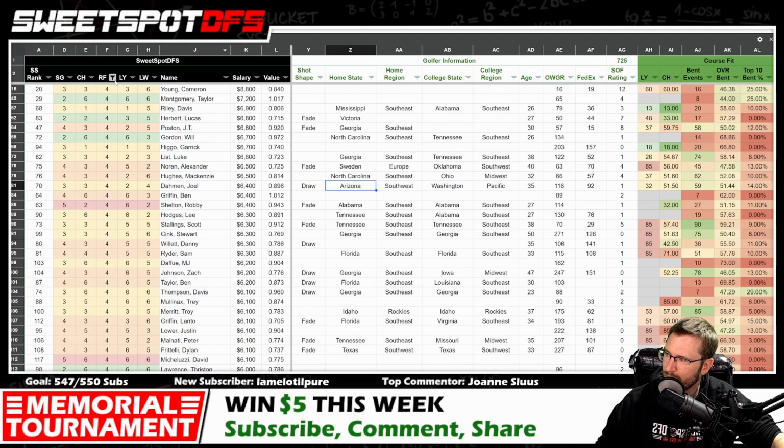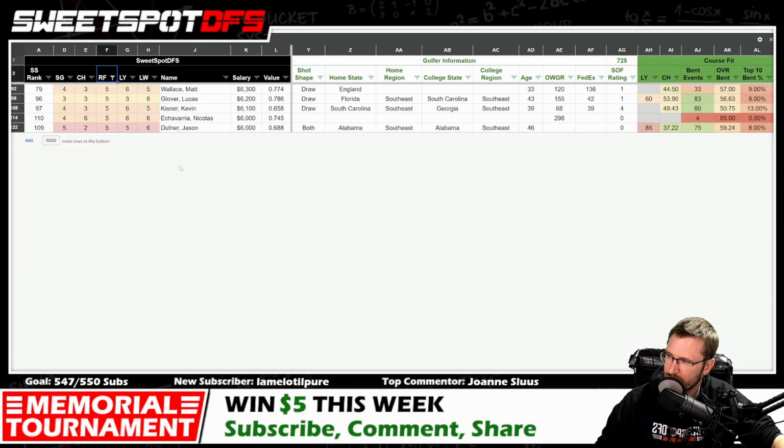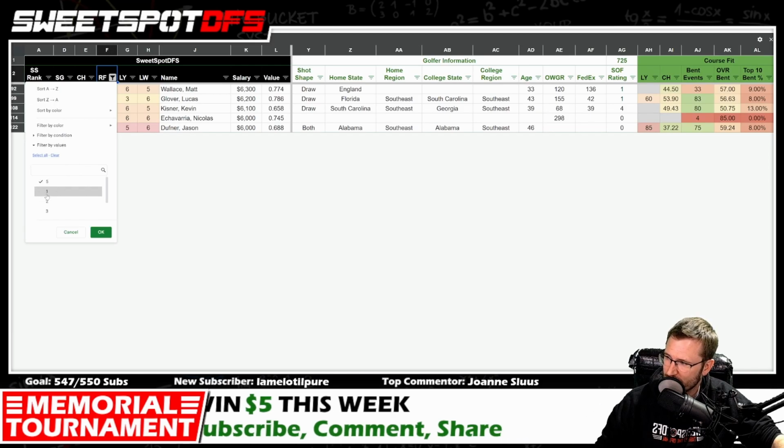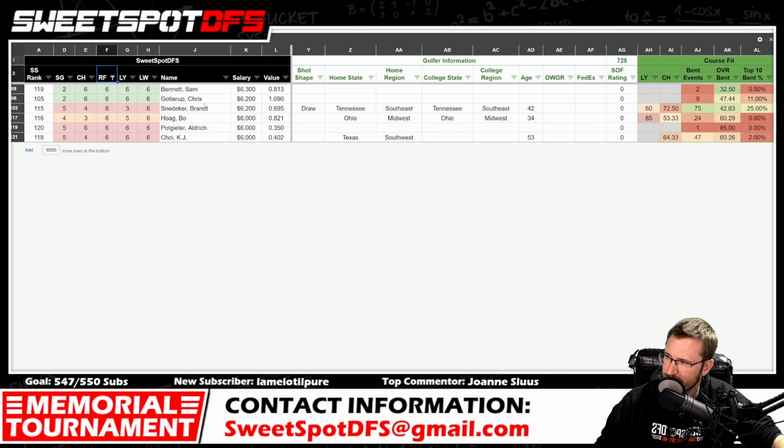Okay, let's move on. Recent form 5s. This is also 0 to 2 and really not worth mentioning. We can move on. Glover and Kisner in there. No, thank you. Recent form 6s. Probably also not playing this. Like I was talking about, I haven't seen Chris Gotterup in a long time. I also haven't seen Brandt Snedeker in a long time.